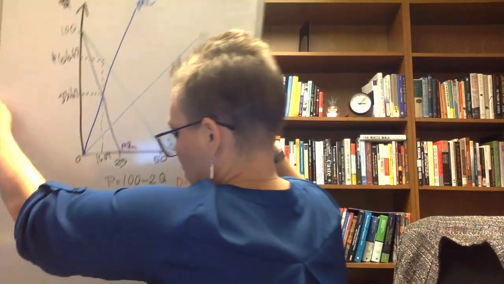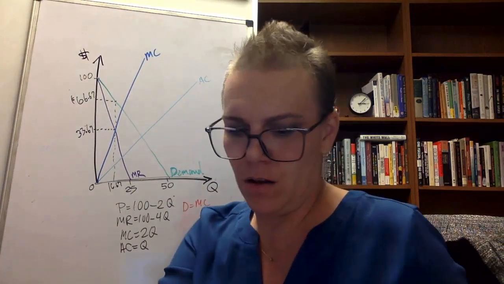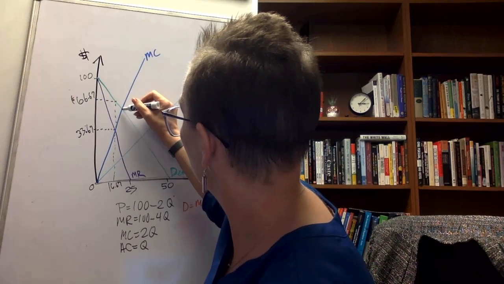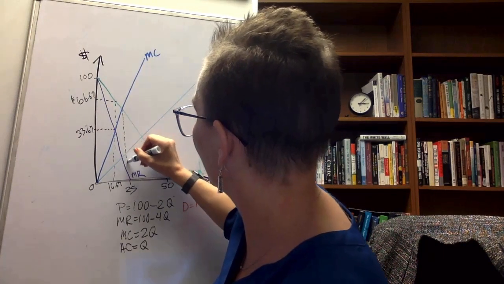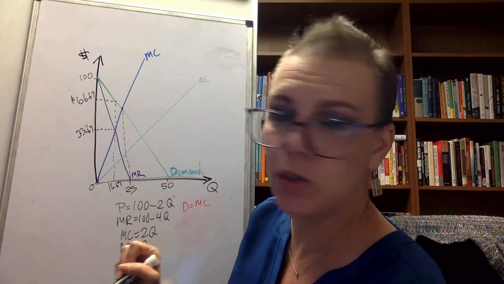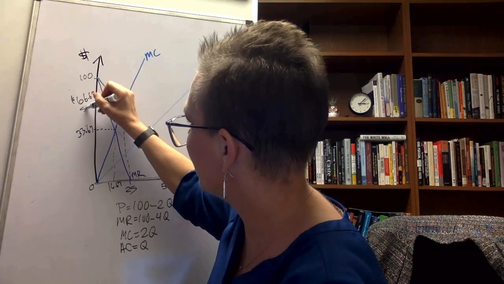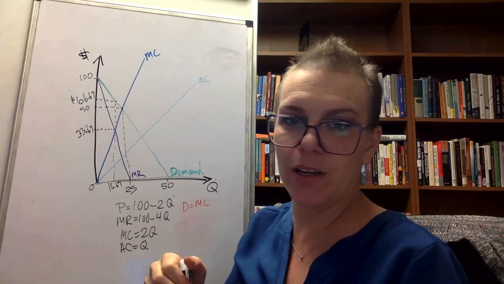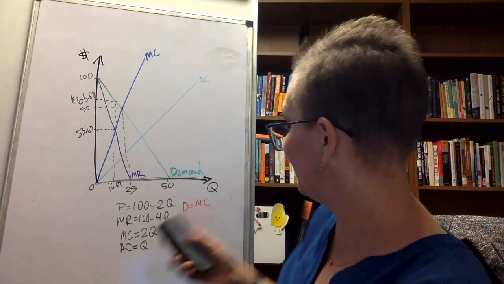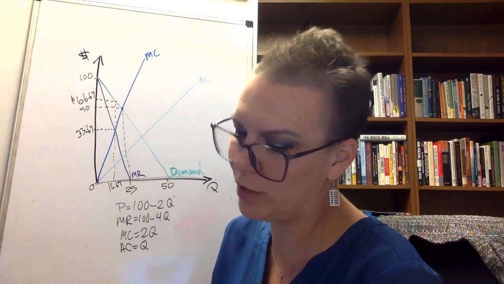Okay. So what you should get is that's our competitive equilibrium, where marginal cost is equal to demand. It's going to be $50 and 25 units. Cool? So far, so good. The next part is a little bit trickier.